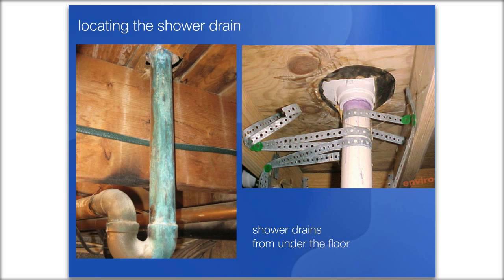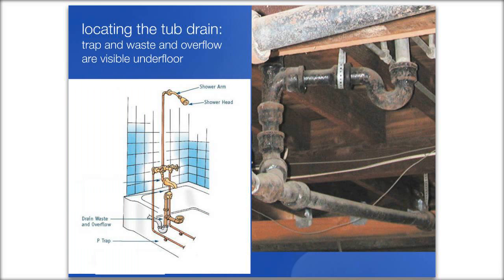Okay. So shower drains can be copper as well. The one on the left is a copper tailpiece coming down from the floor, going into the trap and over to the drain. And then on the right-hand side, it's PVC. So this is just giving you an idea of what you might see when you're looking for the shower drain piping.